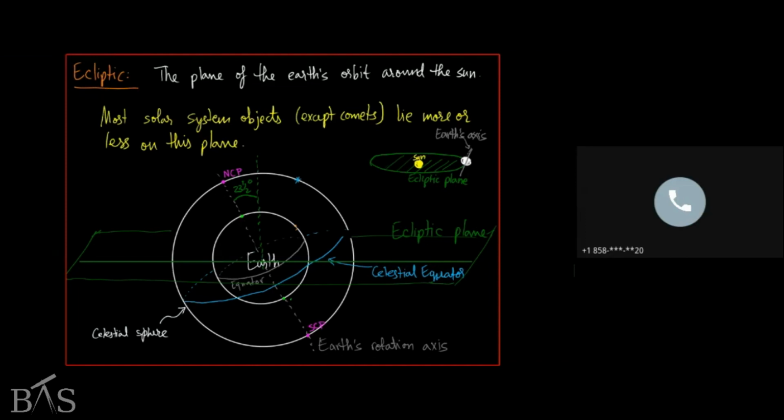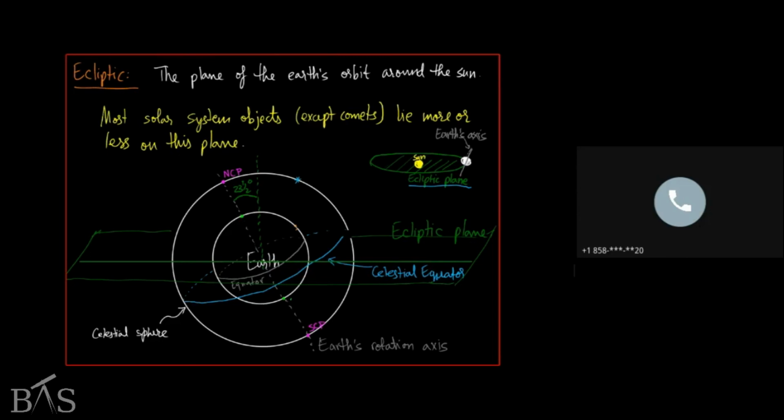Actually, these orbits are not exact planes or anything. They will precess, but we won't bother ourselves with all of that. As far as we are concerned, the Earth orbits the Sun in a plane, and that plane is called the ecliptic plane. I don't know why it has the name ecliptic, probably because eclipses happen there or something like that. As far as we are concerned, it's the plane of the solar system. So the Earth's orbit lies in this plane.